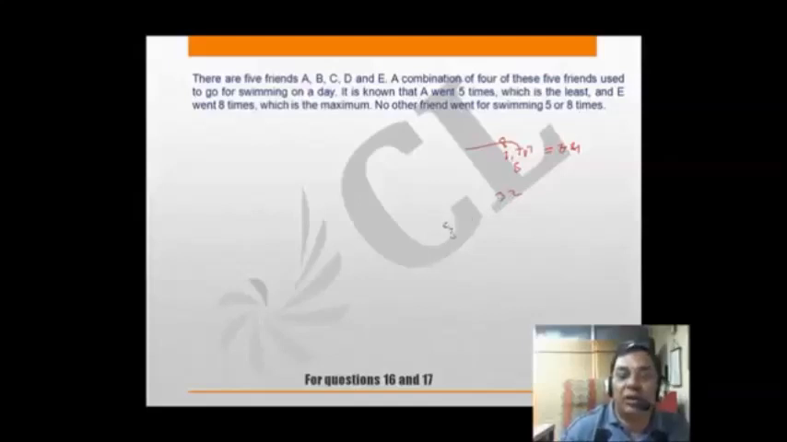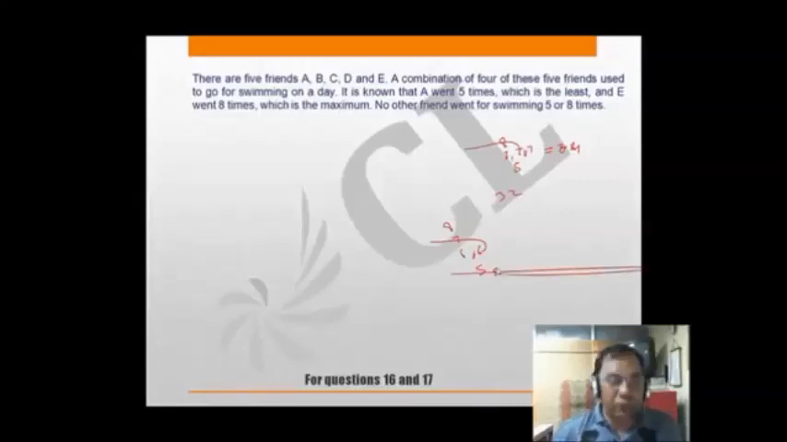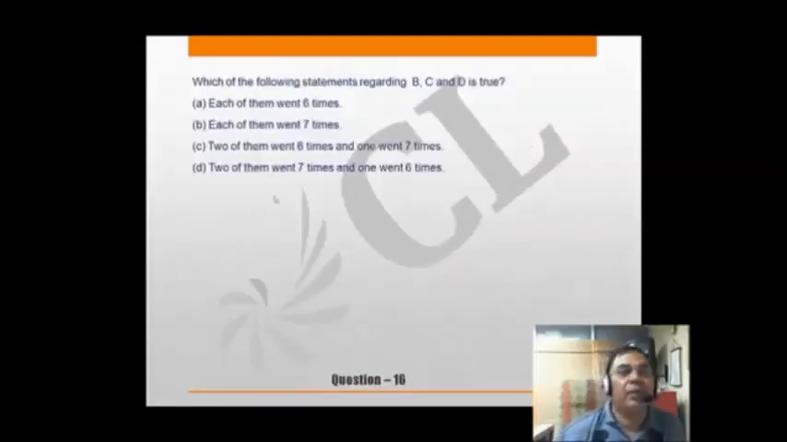So that can only come by reducing. So 8, 7, 6, 6 and 5. So this is the combination they can go, because 8 is the highest and the total is 32. That means the total times they have gone is 8 times each, where 2 of them went 6 times, 1 went 7 times. This is the correct answer.